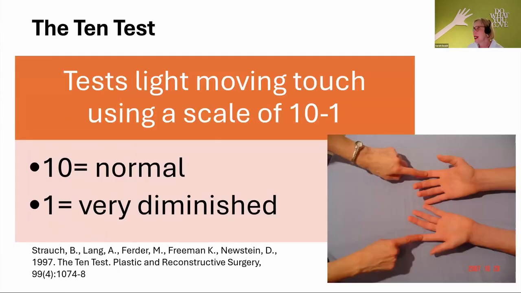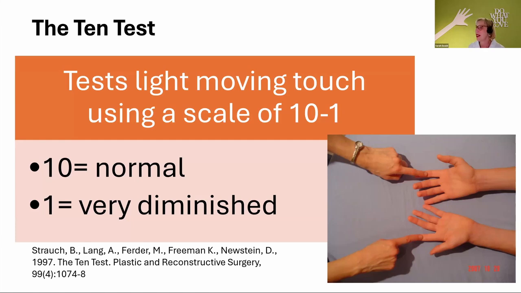The 10 test is a newer test. It's coming up on 30 years old, but new compared to some of them. And it tests light moving touch, and it actually uses the patient as the barometer. So this is a very interesting test. You test both hands at the same time. First, you test the healthy hand, and you go over it with your finger and you say, this is the best sensation you could possibly have. We're going to give that 10 points.